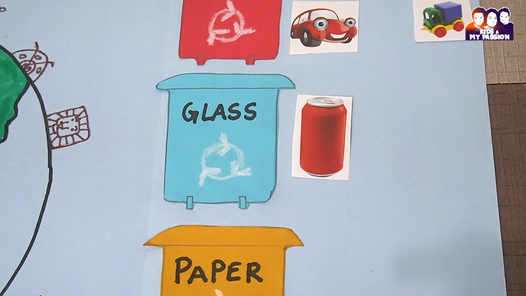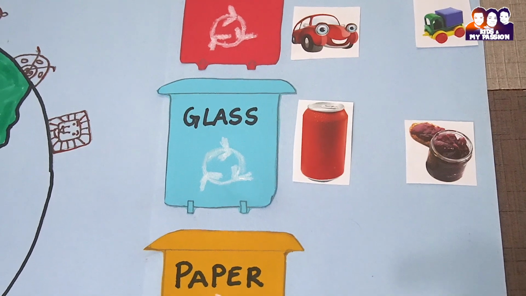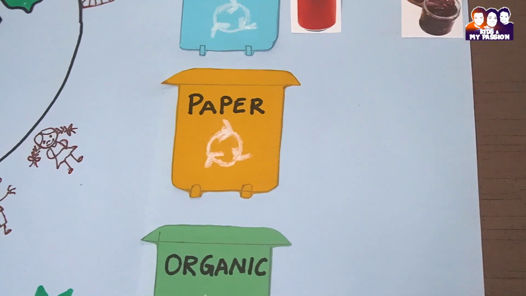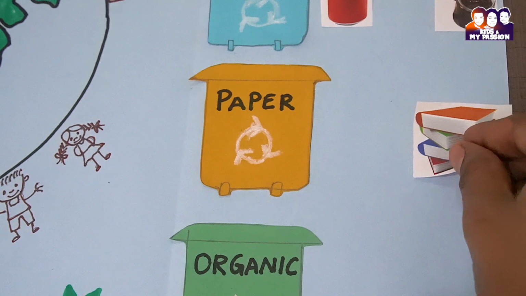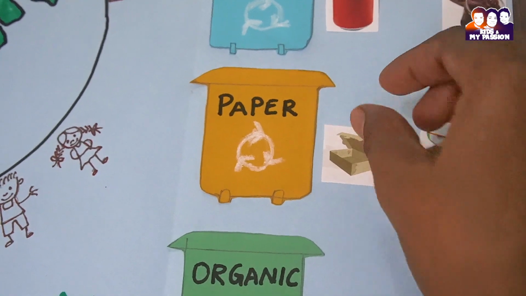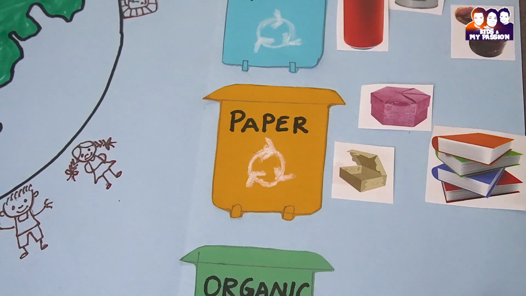Can, glass jar, tin. These are made with glass and metal. Books, cardboard box, paper gift box. These are made with cardboard and paper. So they need to match with the yellow bin.